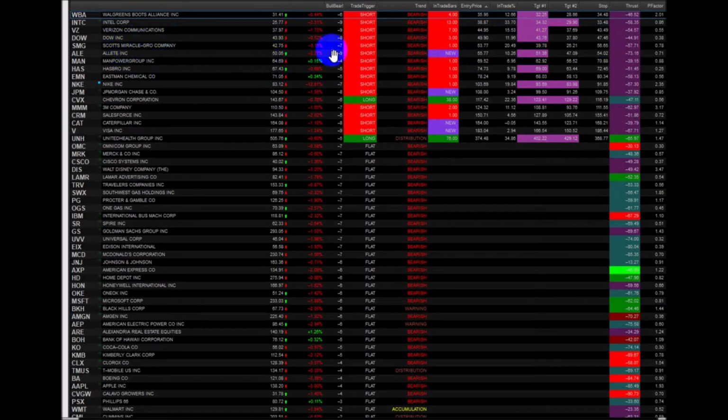Next is SMG, Scott's Miracle Grow. Been in the trade for 1 week. We have 20% profit. Gotta love it. That's just a fantastic profit. Hasn't hit any targets yet. Strongly downward thrusting. ALE, we got a new trade last week, 10.26% profit. Hit the first target already. Stop is at 54.02. Very strong downward thrusting. Manpower Group, short trade 1 week ago, almost 7% profit. Next is Hasbro, been in the trade 1 week, 9.78% profit.